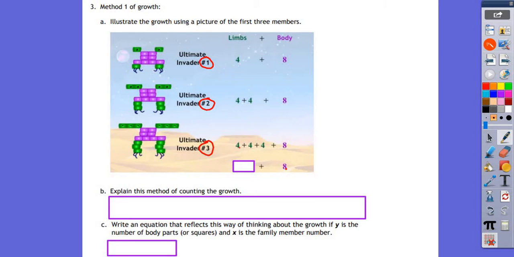Okay, so did we find where this number was being used? Yes. So I could have said 4x here and called all of these x to find my Invader number for any Invader.